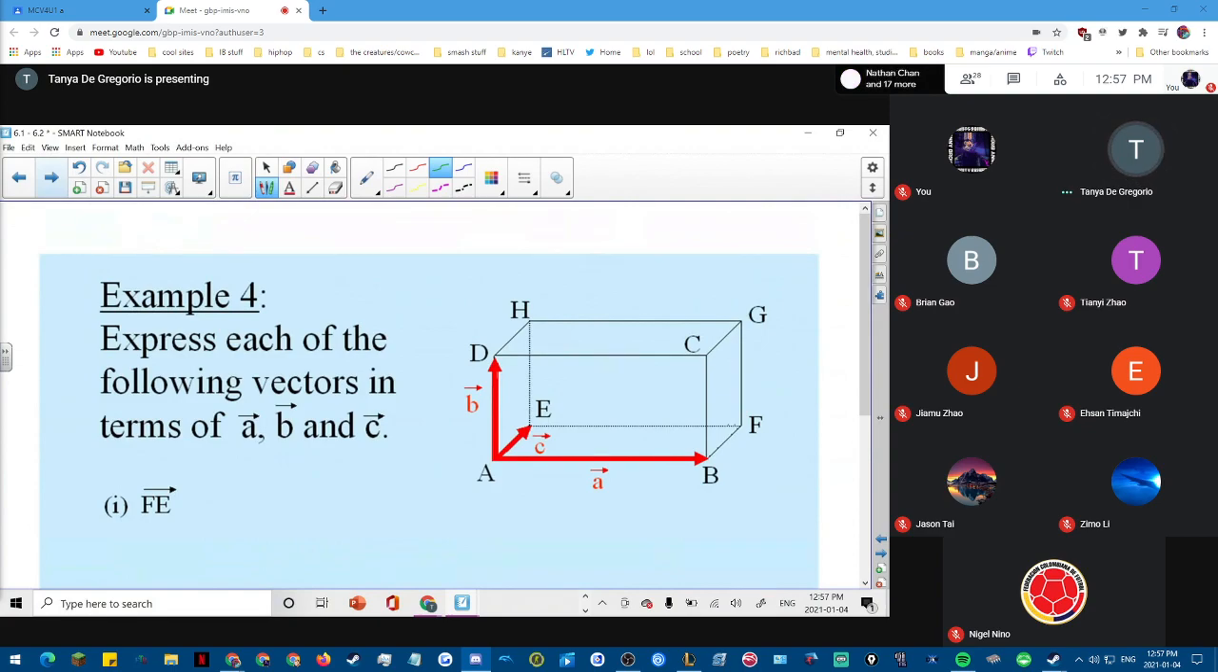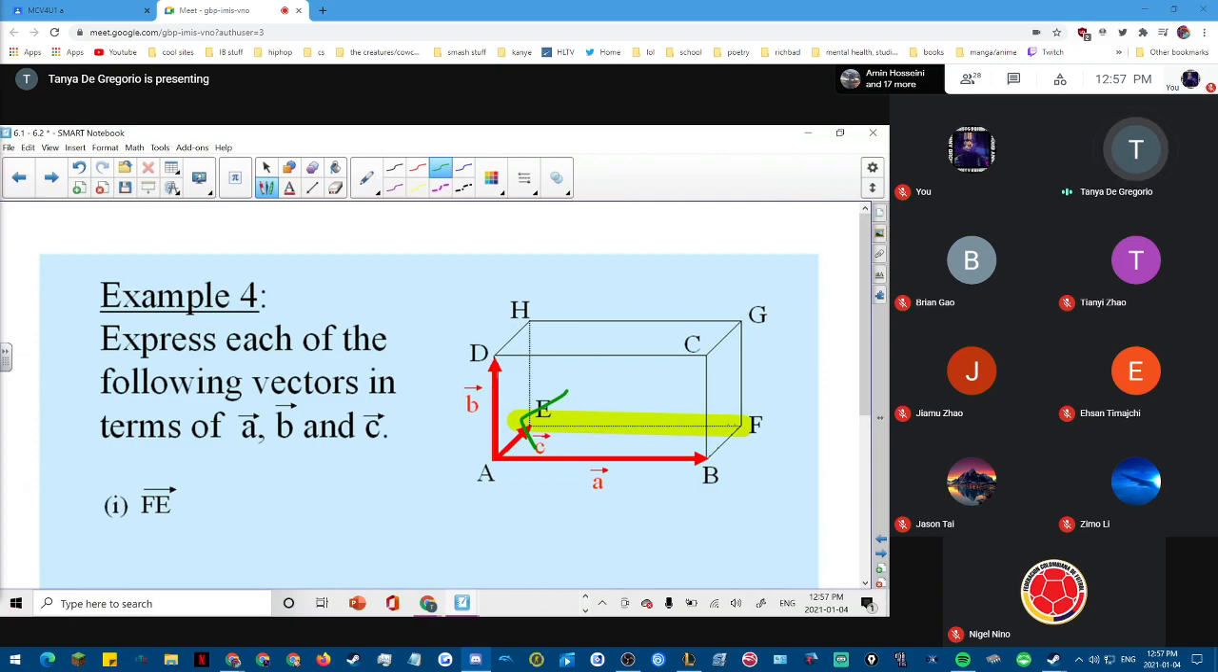Okay, now, example 4. Express each of the following vectors in terms of A, B, and C. So we're going to start with vector FE. It's important to understand what vector FE is and what direction it goes. So here, this is vector FE, and it has to go in that direction, like this.